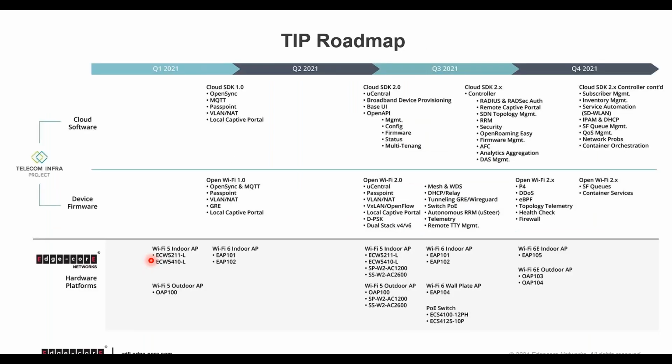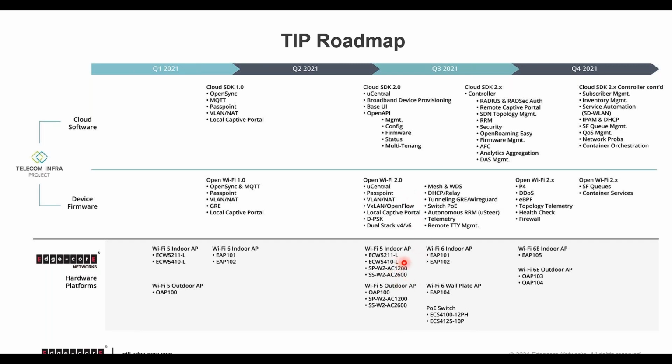Okay, the last one is the chip roadmap. For the chip, here is the cloud software, so you can see from the Cloud SDK 1.0, 2.0, and they have following feature enhancements for the Cloud SDK. And for the device firmware, also Open Wi-Fi 1.0, 2.0. So actually, for the whole Edgecore wireless access points, we do support Open Wi-Fi 2.0 version now.